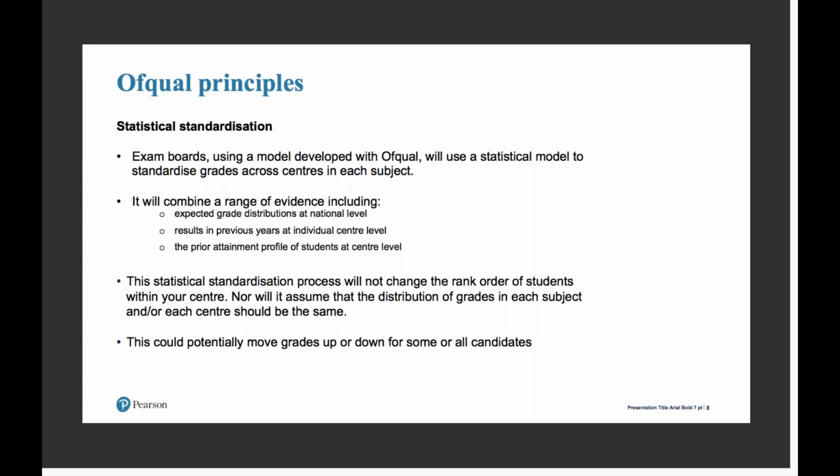Once centres have submitted all of the grades and rank order, awarding organisations will use statistical standardisation. The model for this is being developed with Ofqual and will be used to standardise grades across centres in each subject. It will combine a range of evidence that includes expected grade distribution at national level, results in previous years at centre level, and prior attainment profile of students at centre level.